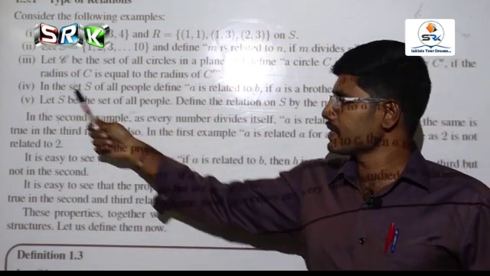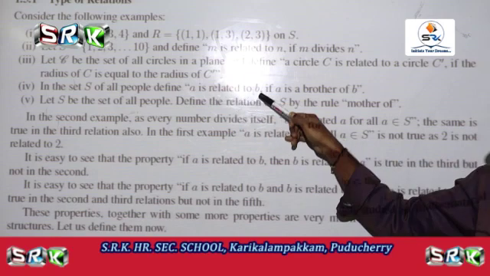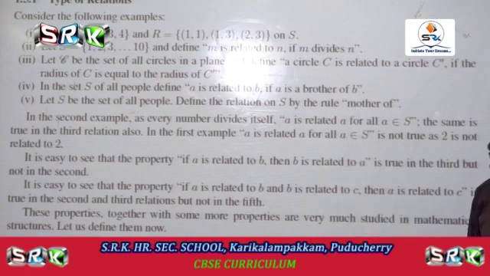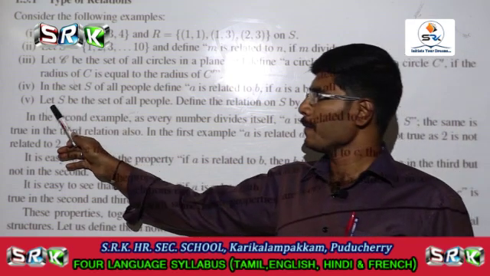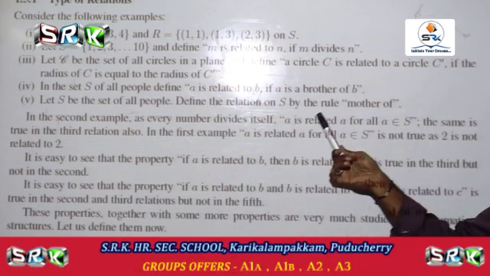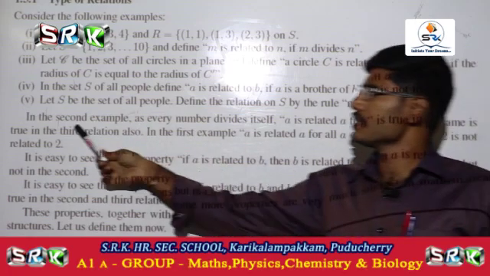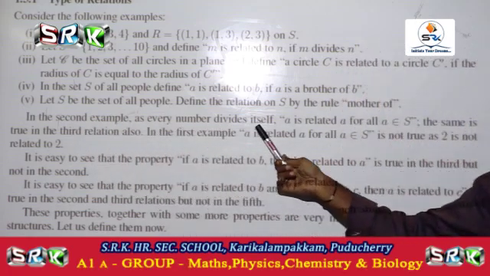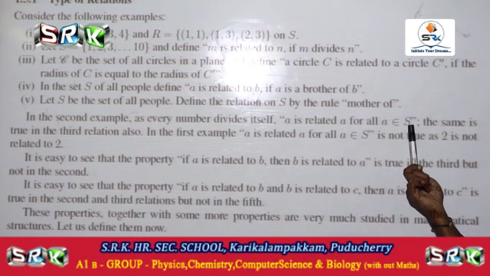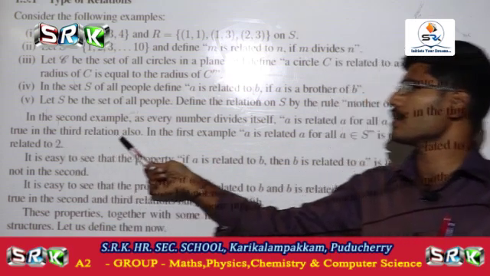And also, in the set S of all people, define A is related to B if A is a brother of B. And also the last one: let S be the set of all people, define the relation on S by the rule of mother of. In the second example, as every number divides itself, A is related to A for all A belonging to the set X. The same is true in the third relation also.